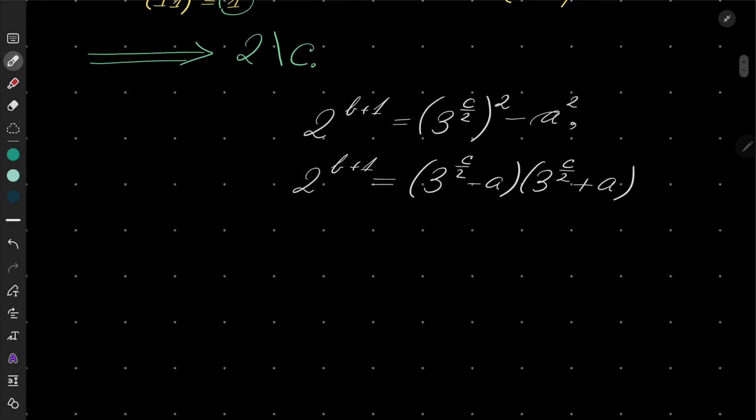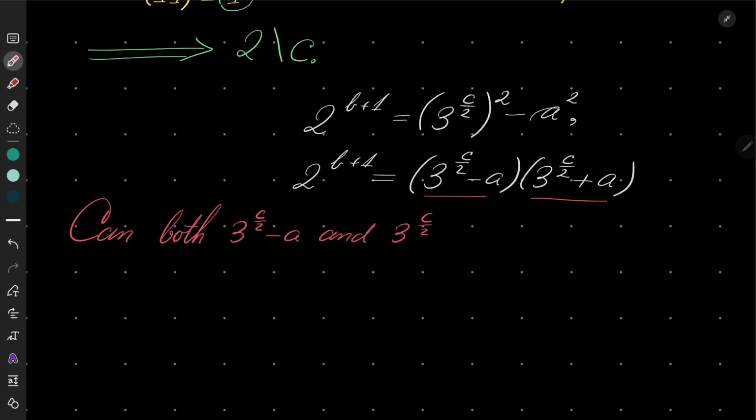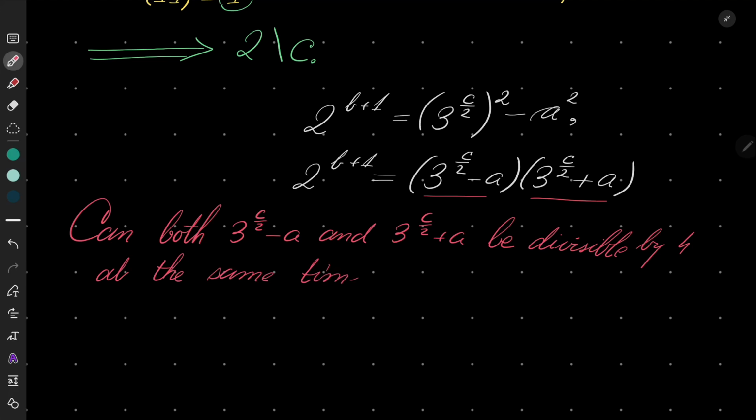Okay, very well. And now think about it. Can both of these factors be divisible by 4 at the same time? Can both 3 to the power c over 2 minus a and 3 to the power c over 2 plus a be divisible by 4 at the same time? No, they can't.